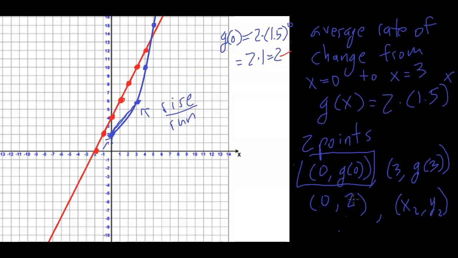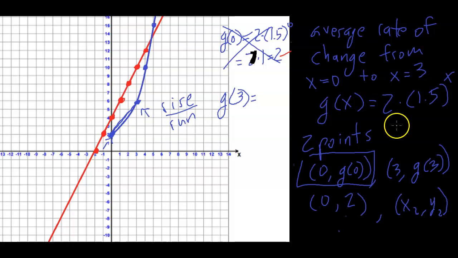I mean, really, we could have just looked at it and found that out, but I want us to have some decent experience calculating. Now, let's try to calculate the value g of 3, because we want to find out how much g changes, or the average rate of change of g from x equals 0 to x equals 3.